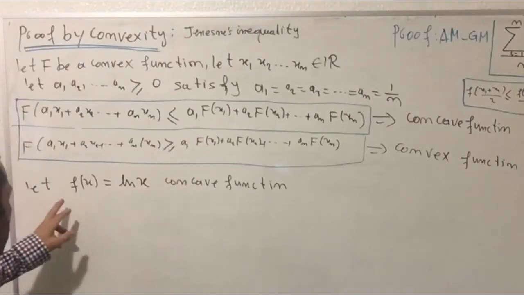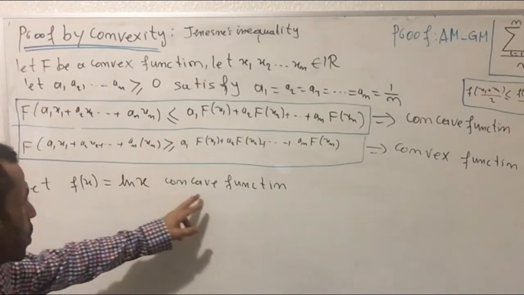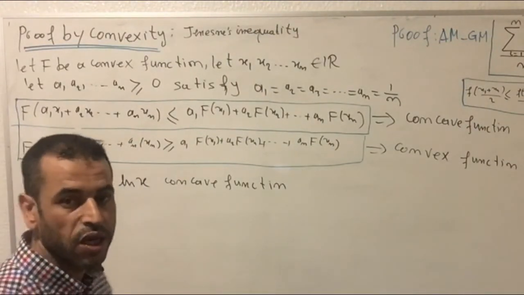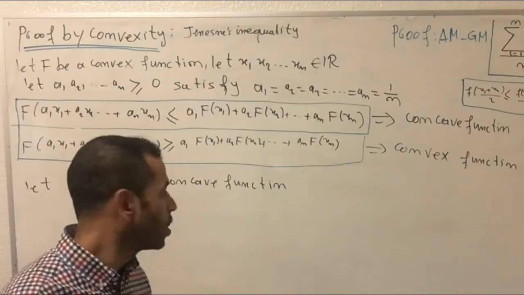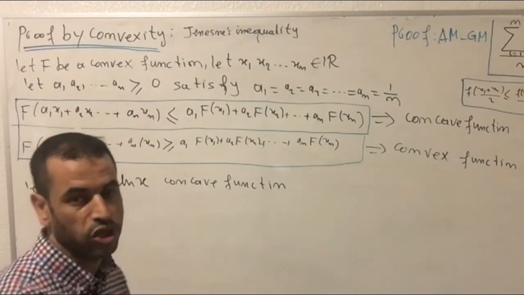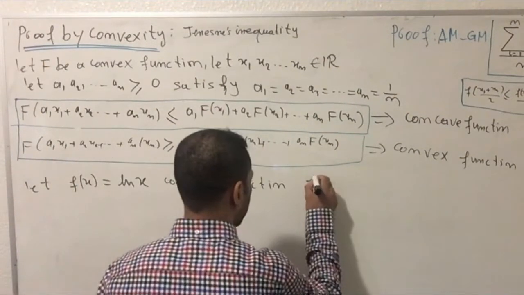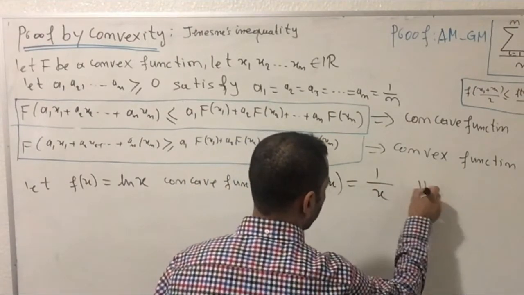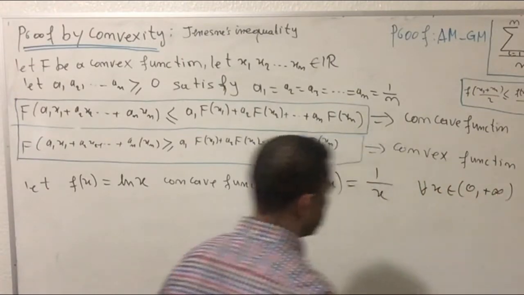Okay, let's consider f of x equal to natural log of x as a concave function. What's the condition for the concave function? The first derivative function has to be monotonically decreasing, and the second derivative function has to be negative. These are the two conditions to have a concave function. Let's try this one. Natural log of x, f prime of x equals 1 over x, for all x from the open interval 0 to infinity.